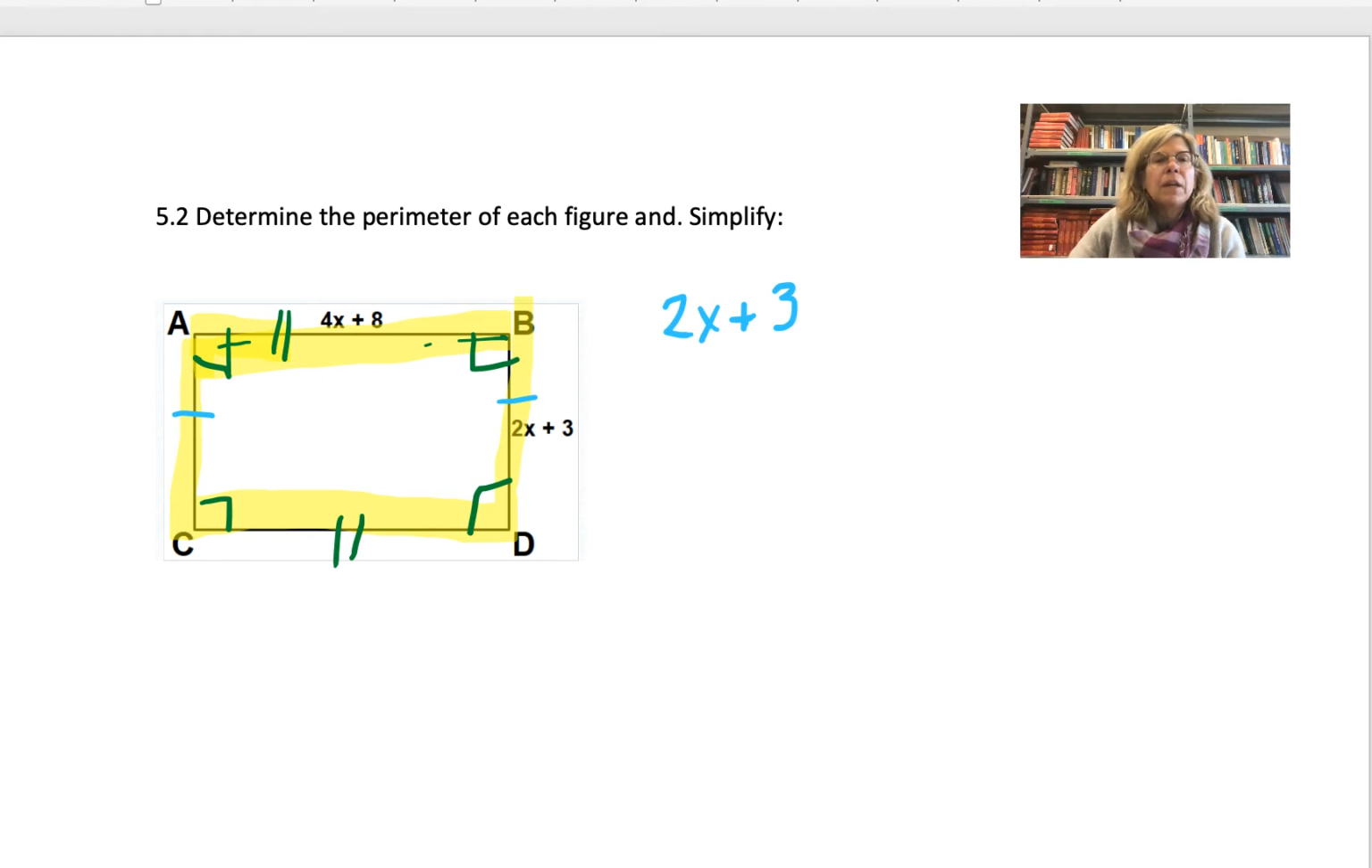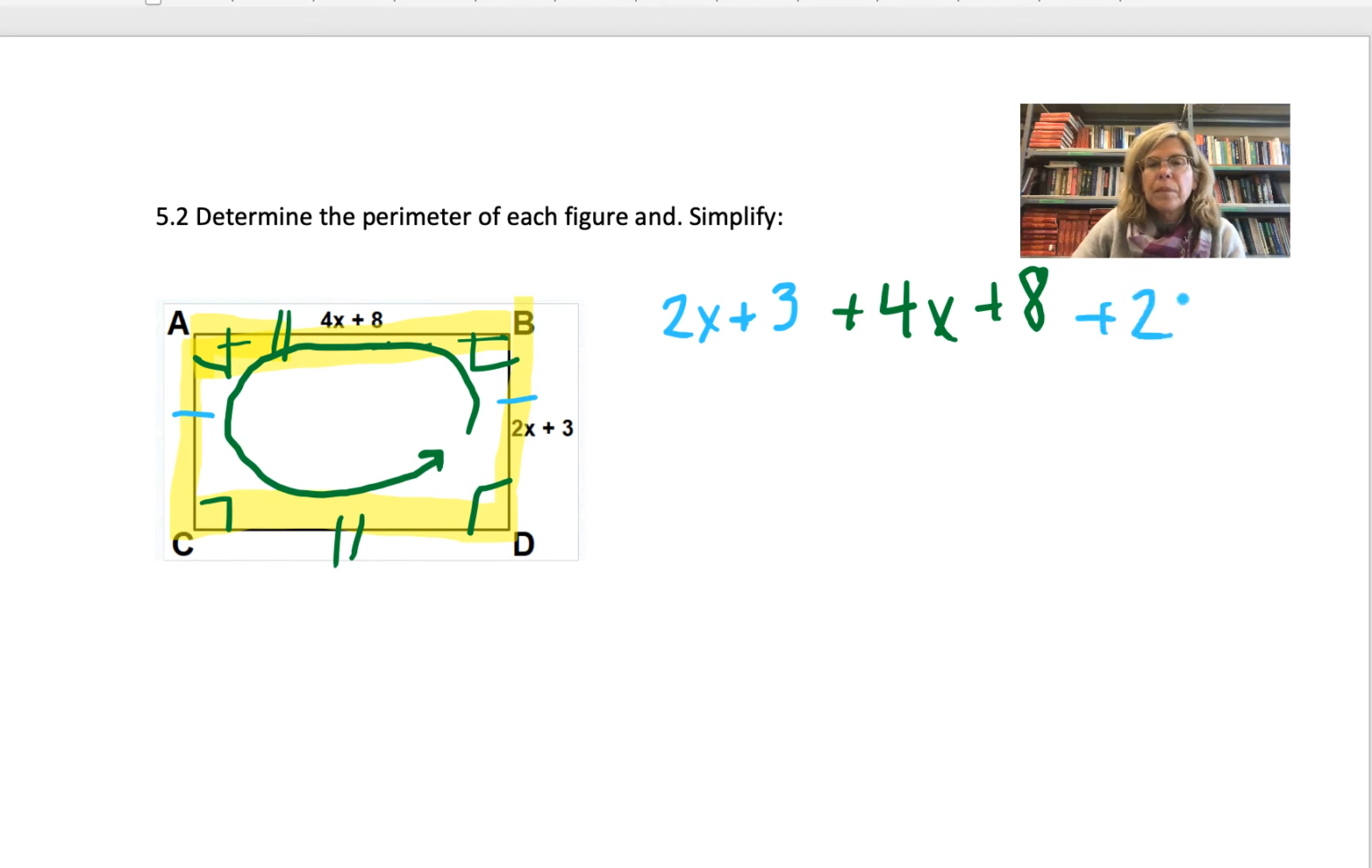If we put that all together, we can say this side is 2x plus 3, and then we add 4x plus 8, so that's this side. Going around this way, we get all the sides. This side here is 2x plus 3 again. Coming back around to the bottom, it's the same as the top, 4x plus 8. I'm writing down here because I've run out of room up there.